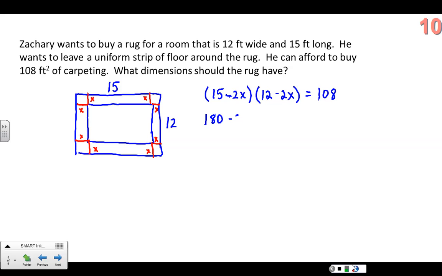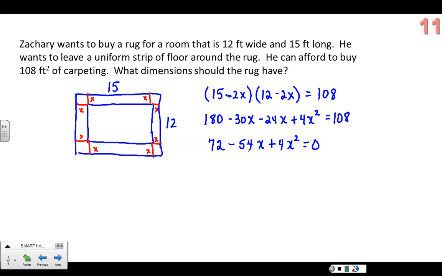Outer would be negative 30x. Inner would be minus 24x. And then negative 2x times negative 2x would be plus 4x squared. And that's equal to 108. Now I can subtract the 108 from both sides, so that's going to leave me 72 minus 54x plus 4x squared equal to 0.